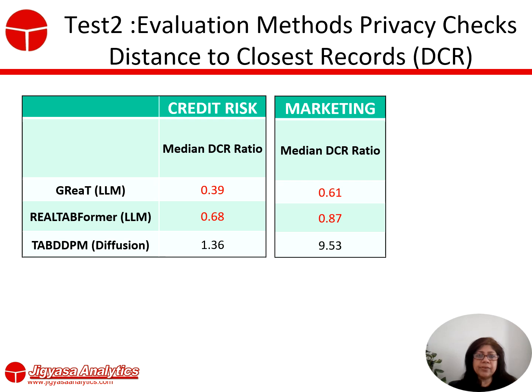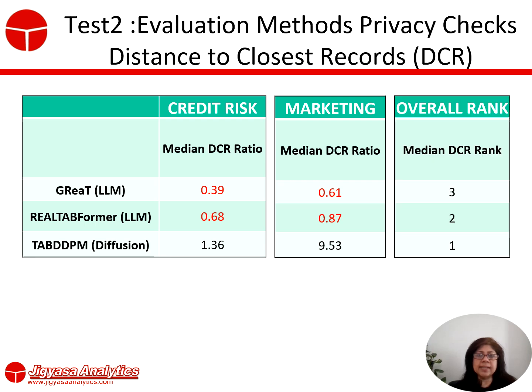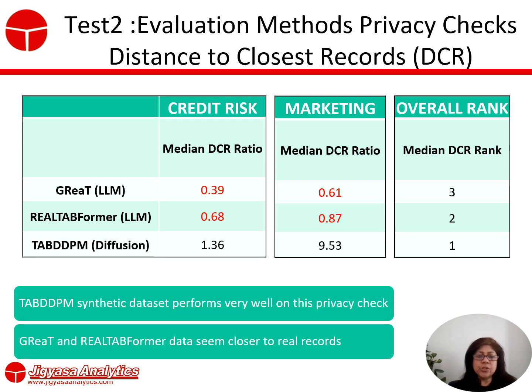These median DCR ratios allow us to rank the synthetic samples, and this is shown on this third table. TabDDPM, of course, shows the best results in this test and would get a rank of 1. REaLTabFormer would get a rank of 2, and GReaT would get a rank of 3 based on their performance in this test. So overall, the TabDDPM synthetic dataset performs very well again on this privacy check. GReaT and REaLTabFormer seem closer to real records.